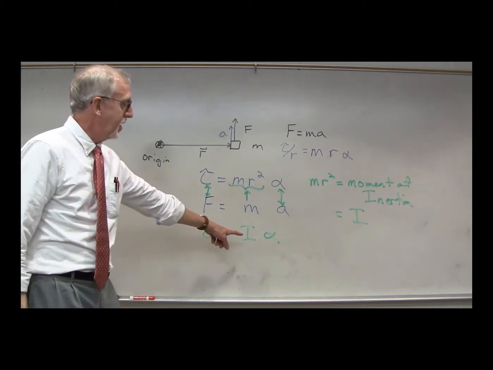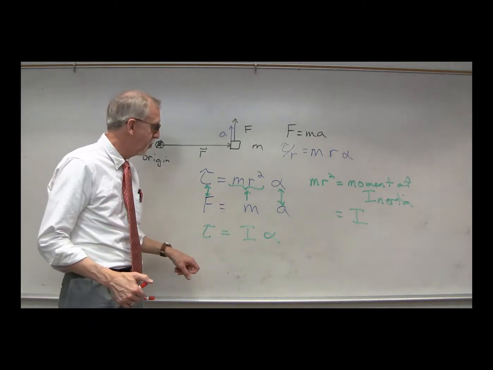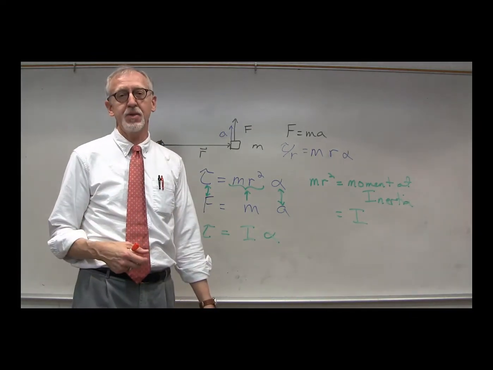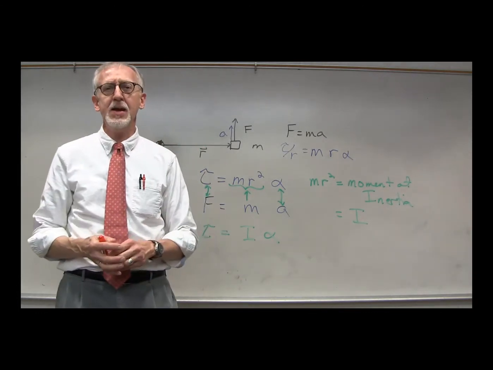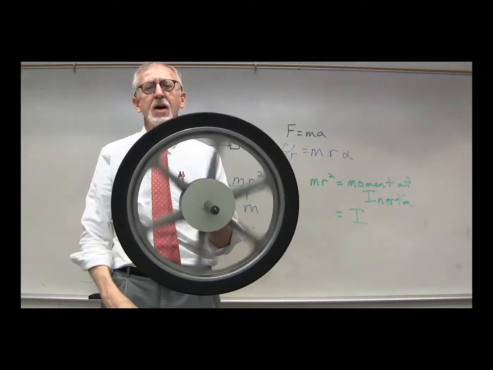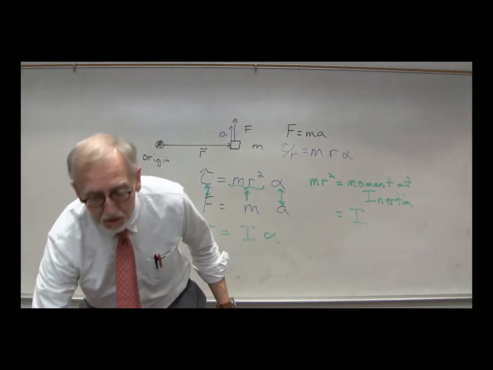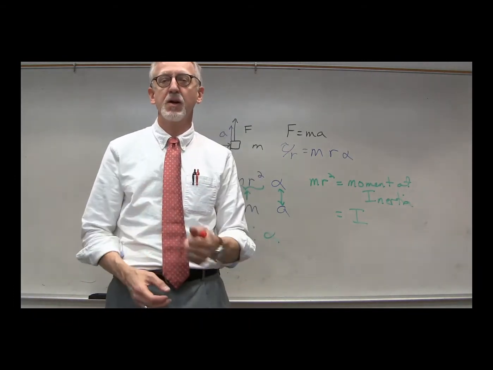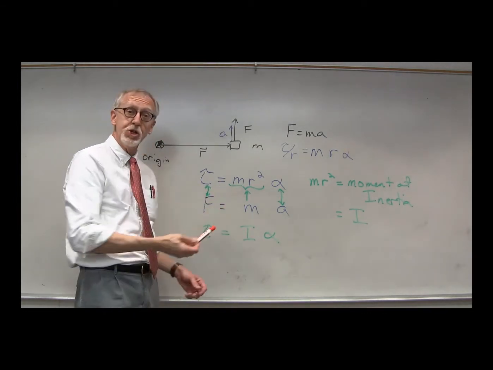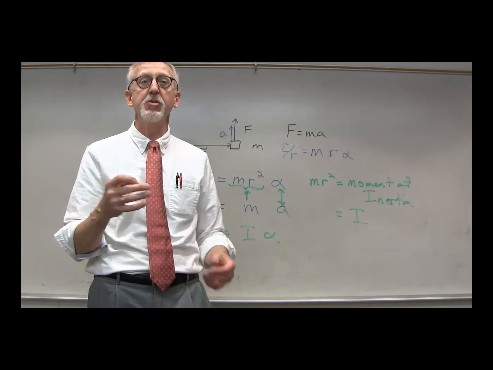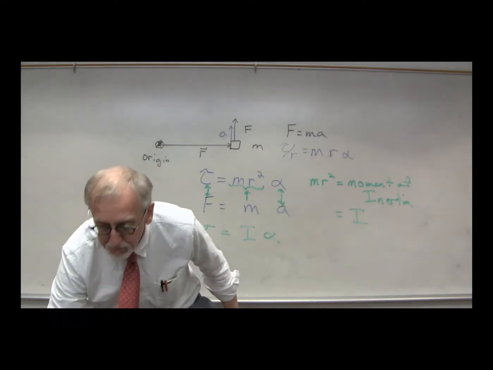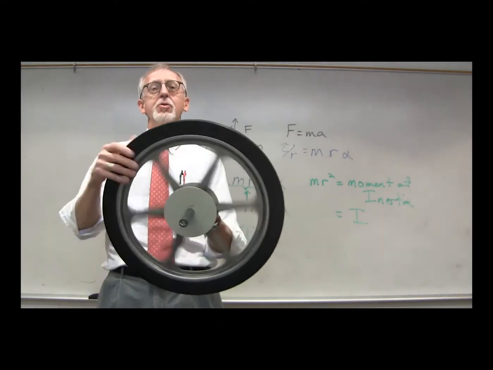Now, what is I? Well, we can think about it in exactly the same way. I tells us how difficult it is to rotate something. How hard is it to get it spinning? For example, this wheel requires a certain amount of torque to get it spinning. This pen requires less torque to get it spinning. Why? Because this object has a lower moment of inertia. The smaller the moment of inertia, the easier it is to spin around, the easier it is to rotate. The higher the moment of inertia, the harder it is to rotate.